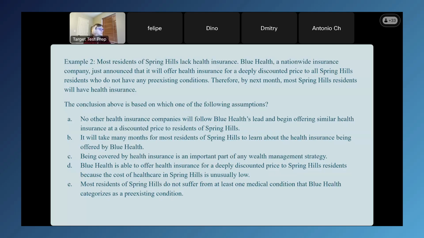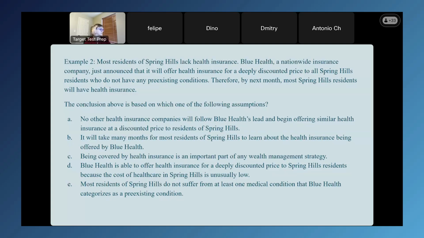C, being covered by health insurance is an important part of any wealth management strategy. That's more just like general advice. So it is on a related topic, but it's not relevant to the argument. D, Blue Health is able to offer health insurance for a deeply discounted price to Spring Hills residents because the cost of healthcare in Spring Hills is unusually low. This is a trap that explains a premise. We already know that Blue Health is going to offer this insurance at a deeply discounted price. We do not need to know why or how they're pulling that off. We trust them that they will do that.